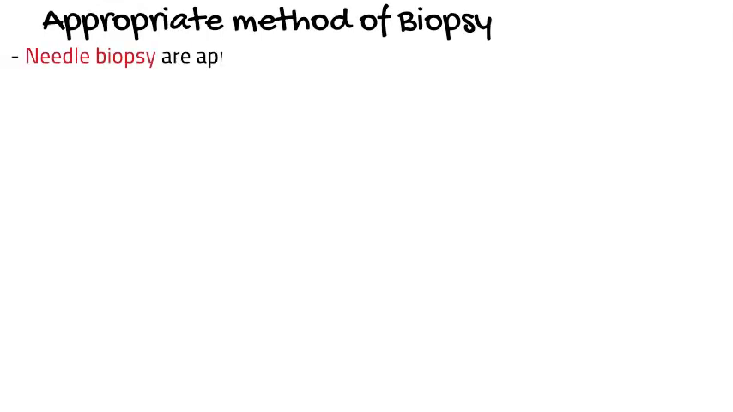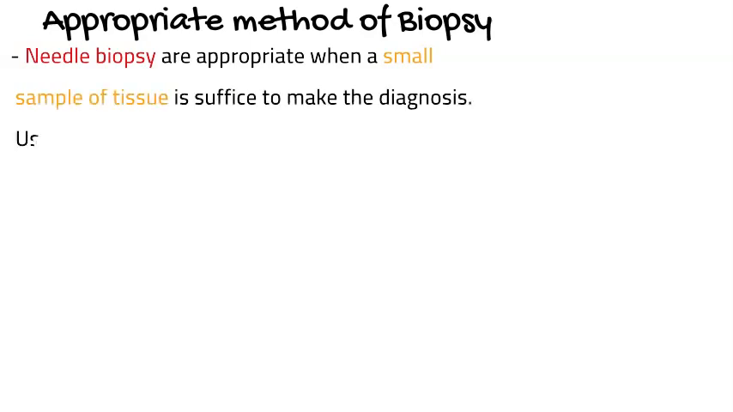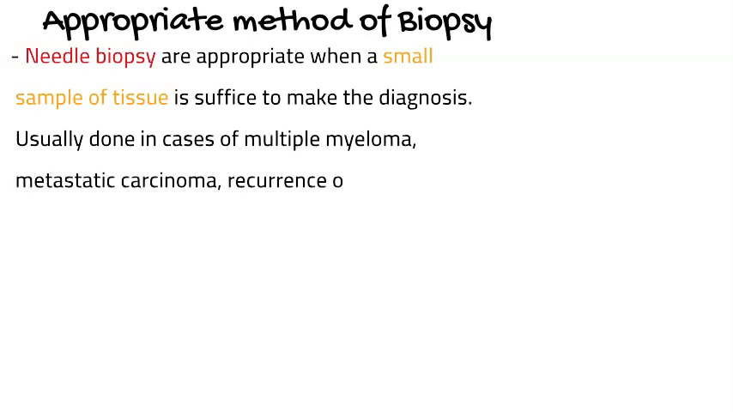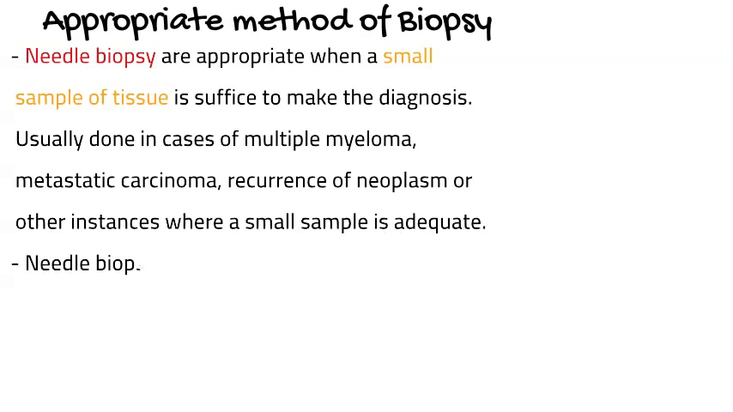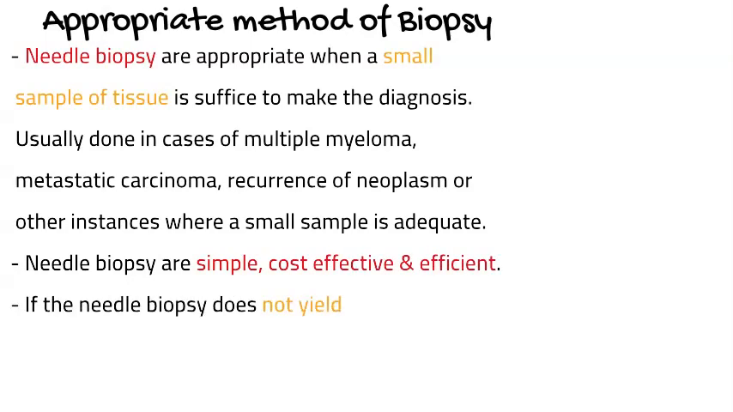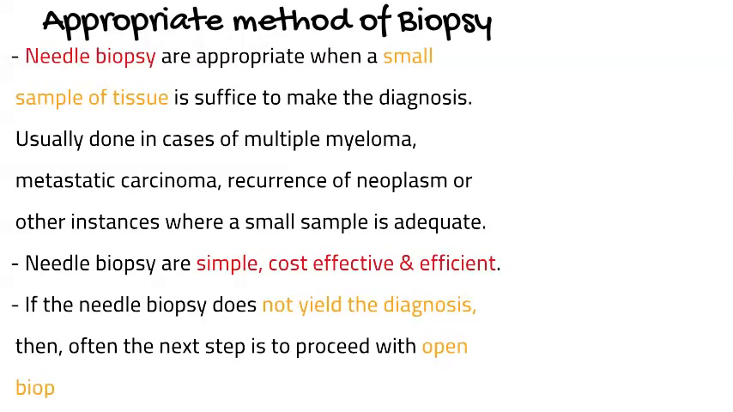Appropriate method of biopsy. Again, needle biopsies are appropriate when a small sample of tissue is sufficient to make the diagnosis. It is usually done in cases of multiple myeloma, metastatic carcinoma, recurrence of neoplasm, or other instances where a small sample is adequate. Needle biopsies are simple, cost-effective, and efficient. If the needle biopsy does not yield the diagnosis, then often the next step is to proceed with open biopsy.